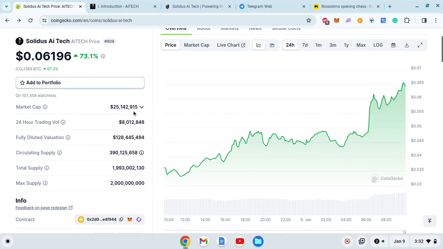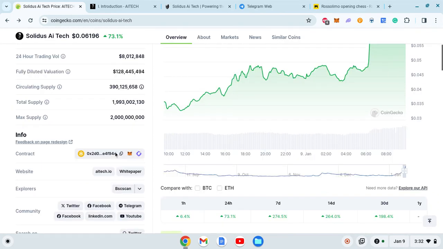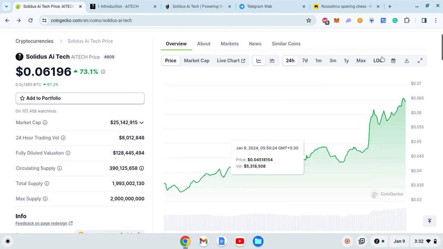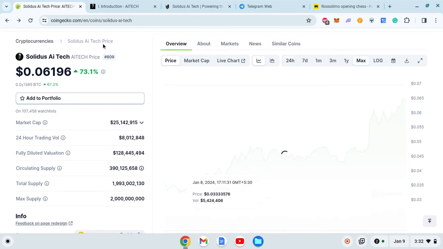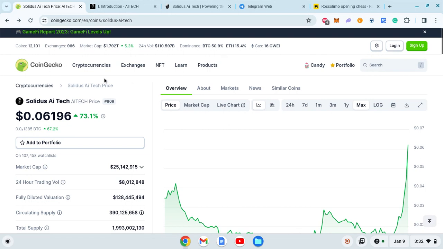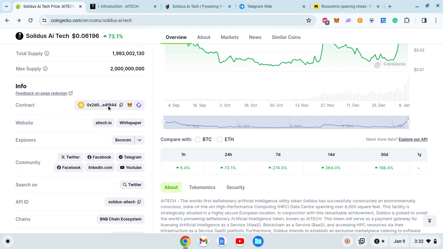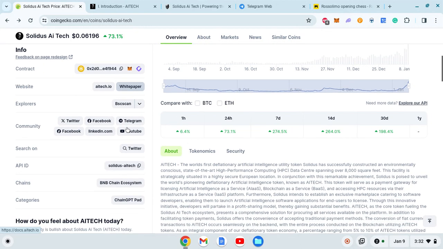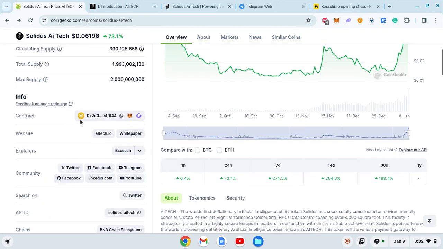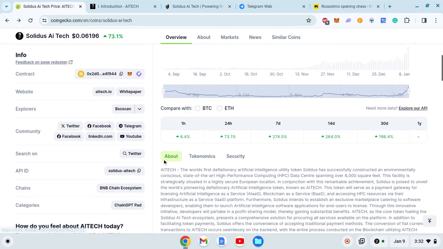The market cap is $25 million, trading volume 8 million, fully diluted nearly 128 million, which is a pretty significant jump from actual market cap. This is the circulating supply and this is the max and total supply. So these are the basic information about the project. If you want to know more, just visit CoinGecko and search this in the search section. And it seems that it is on the Binance Smart Chain, at least from this I can say. Apart from that, I don't know anything else about the project as of now.